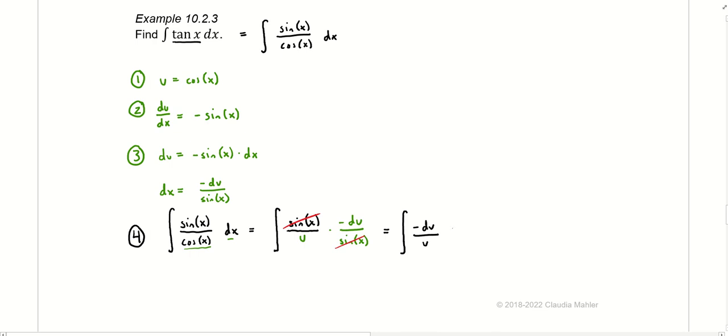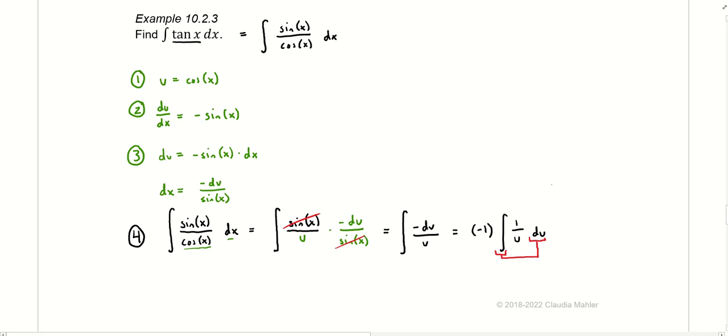I'm going to take that negative out. That's like a -1, so I'm going to go ahead and just take that out like a constant and write this as the integral of 1 over u. And we're integrating with respect to u. So again, this is my notation, integrating something with respect to u, and the function itself that we're integrating is 1 over u.